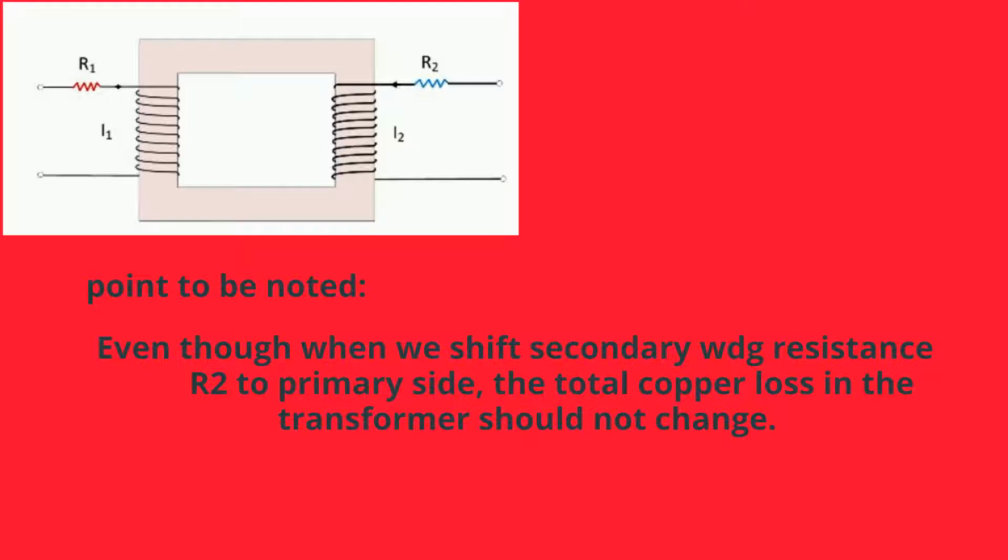An important point to be noted is that even when we shift the secondary winding resistance R2 to the primary side, the total copper loss in the transformer should not change.